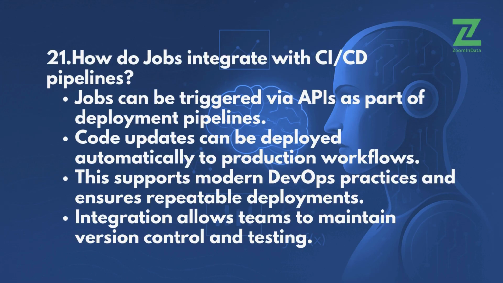How do jobs integrate with CI/CD pipelines? Jobs can be triggered via APIs as part of deployment pipelines. Code updates can be deployed automatically to production workflows. This supports modern DevOps practices and ensures repeatable deployments. Integration allows teams to maintain version control and testing.